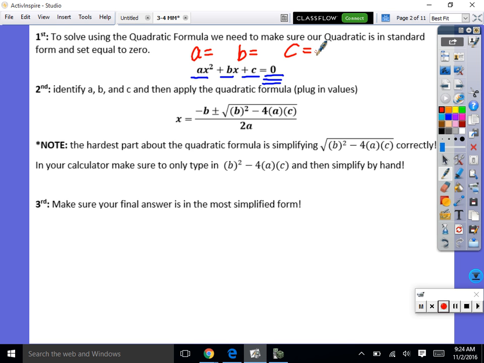So as you can see, we're literally just going to take a and plug it in. Take c, plug it in, b, plug it in, and then we've got to simplify it correctly. So it's not a super hard idea, but it's the simplifying that makes it hard. Yep, always minus 4 times a times c, always.